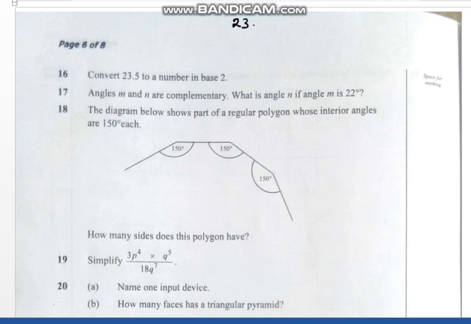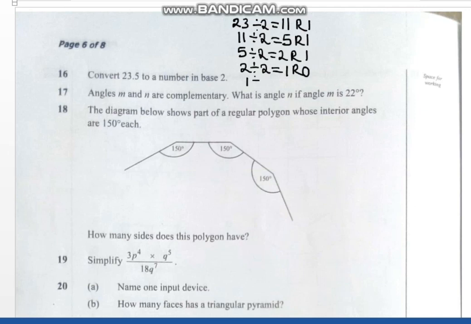So 23 divided by 2 gives 11, remainder 1. Then we pick 11, so 11 divided by 2 gives 5, remainder 1. We get 5 divided by 2, this gives 2, remainder 1. Then 2 divided by 2 gives 1, remainder 0. Then 1 divided by 2 gives 0, remainder 1.